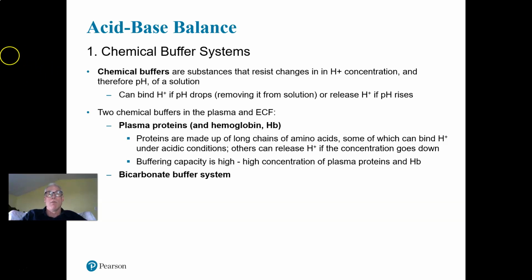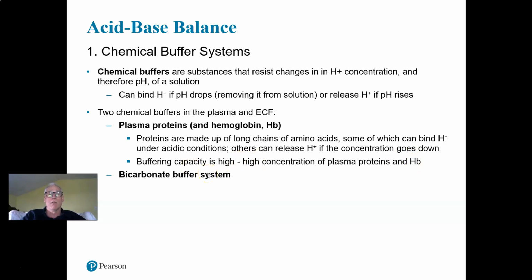Plasma proteins are an important buffer. These long chains of amino acids contain side groups. The side chains of the amino acids have functional groups that can act as acids or bases, meaning they can take up or release hydrogen ions. I said those in the opposite order I should have. They have a high buffering capacity because there's a lot of plasma proteins. There's a lot of hemoglobin. I'm sneaking that in there because it's in the plasma, even though it's intracellular in the red blood cells, but they can buffer a lot of hydrogen ions.